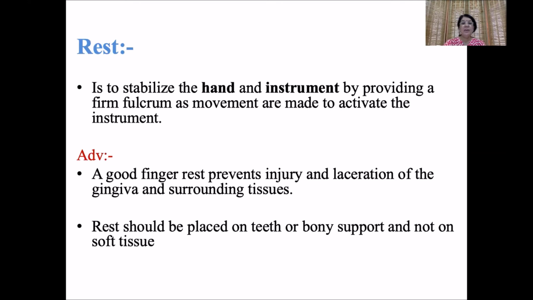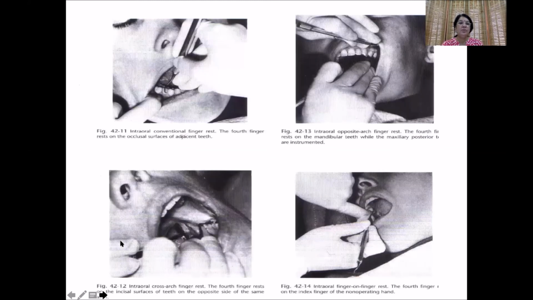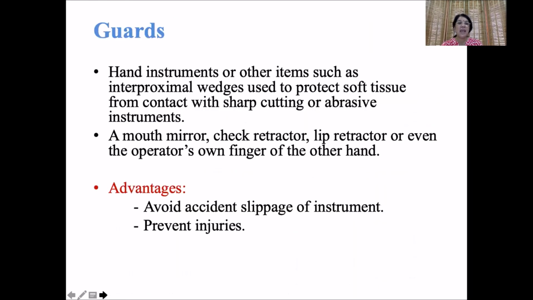So a good finger rest is important to prevent injury and laceration to the surrounding tissue, and it is always taken only on hard tissue, that is the teeth or the bone. So see all the supports that the person is taking. He is not working without supporting or stabilizing his hand.